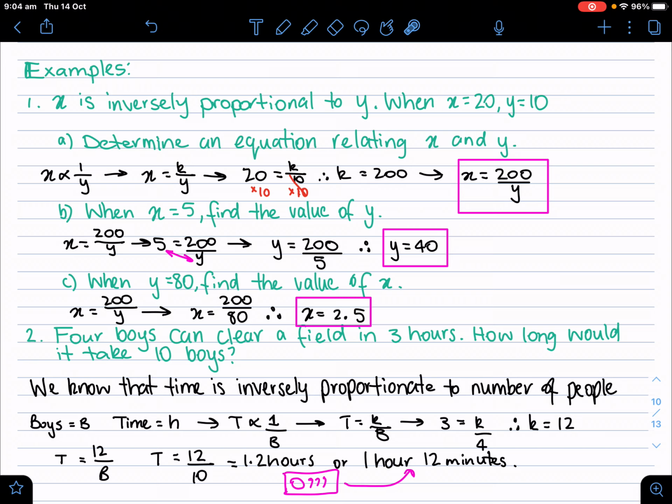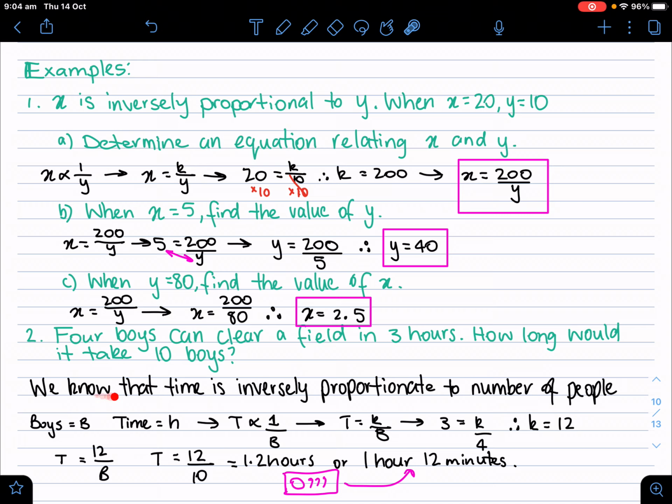Let's go on to the last example. I'll give you a second to read it and understand it because it's a word problem. So it states that 4 boys can clear a field in 3 hours. So there's a field. To clear it, 4 boys will take 3 hours. How long would it take 10 boys? So what we need to find out is when boys is 10, how many hours is that going to take?